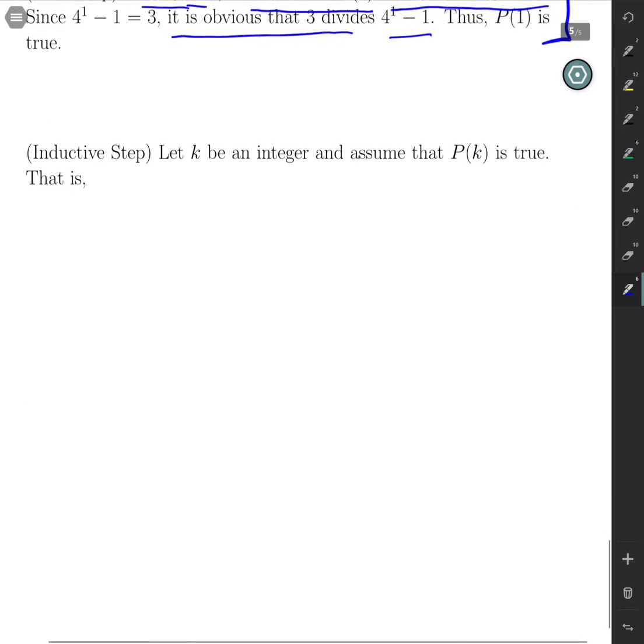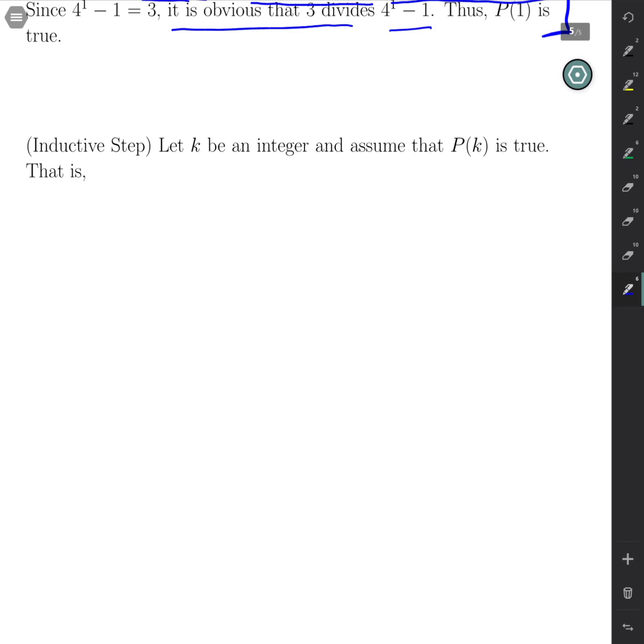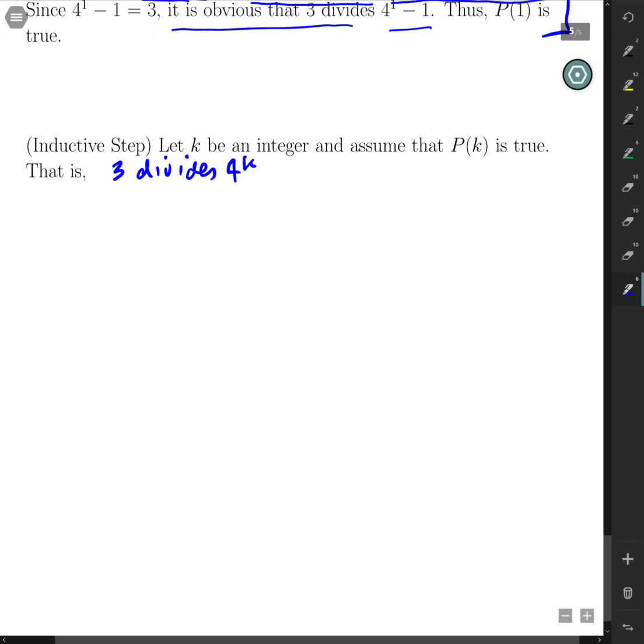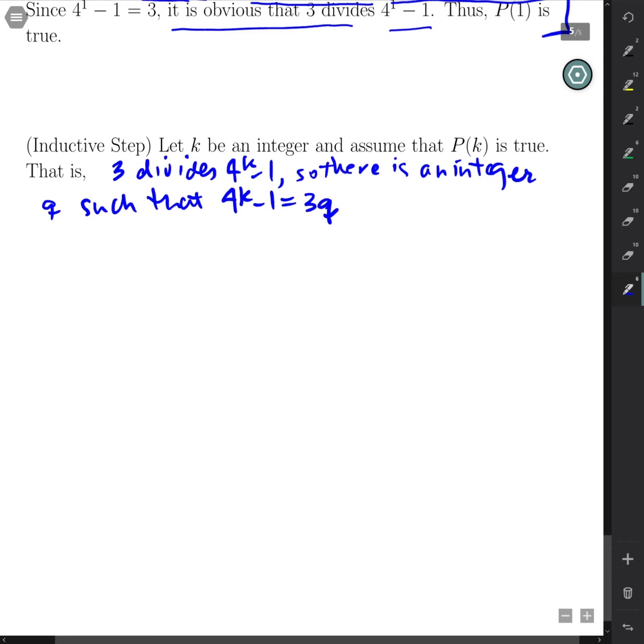That's our basis step. Like so often, it's pretty straightforward. Now we go to the inductive step. Let k be an integer and assume that P of k is true, very much like usual. Then let's write down what this means. That means 3 divides 4 to the k minus 1. So there is an integer q such that 4 to the k minus 1 is equal to 3 times q.